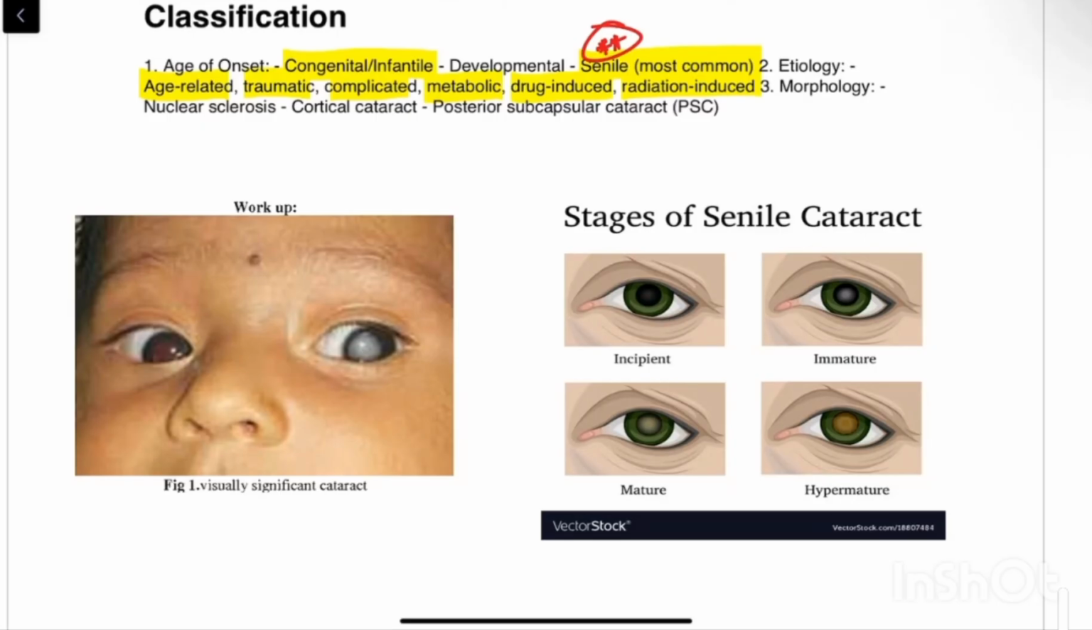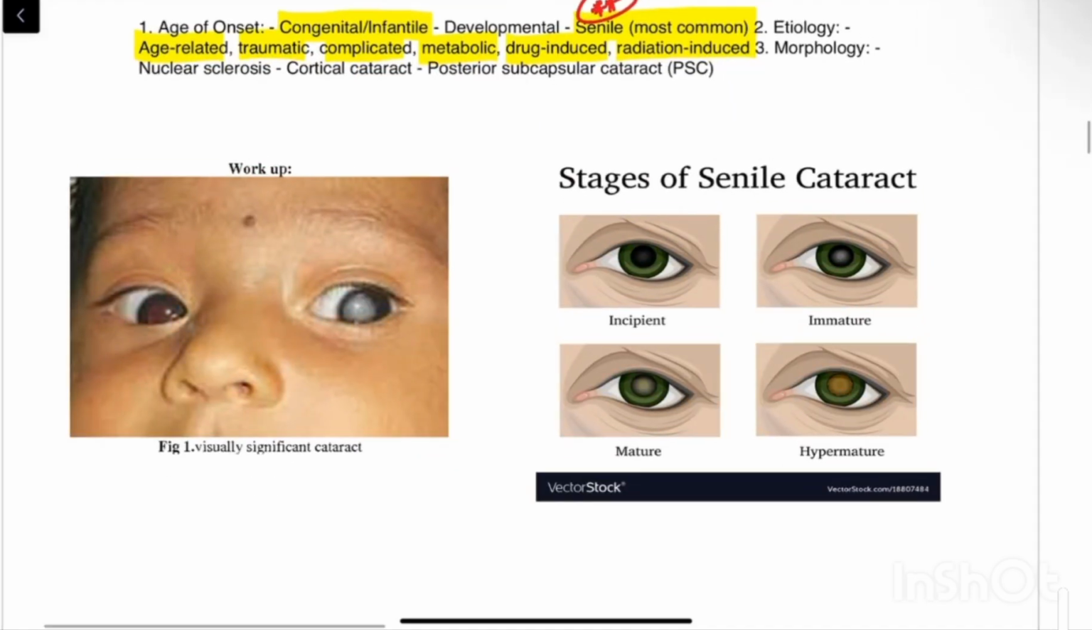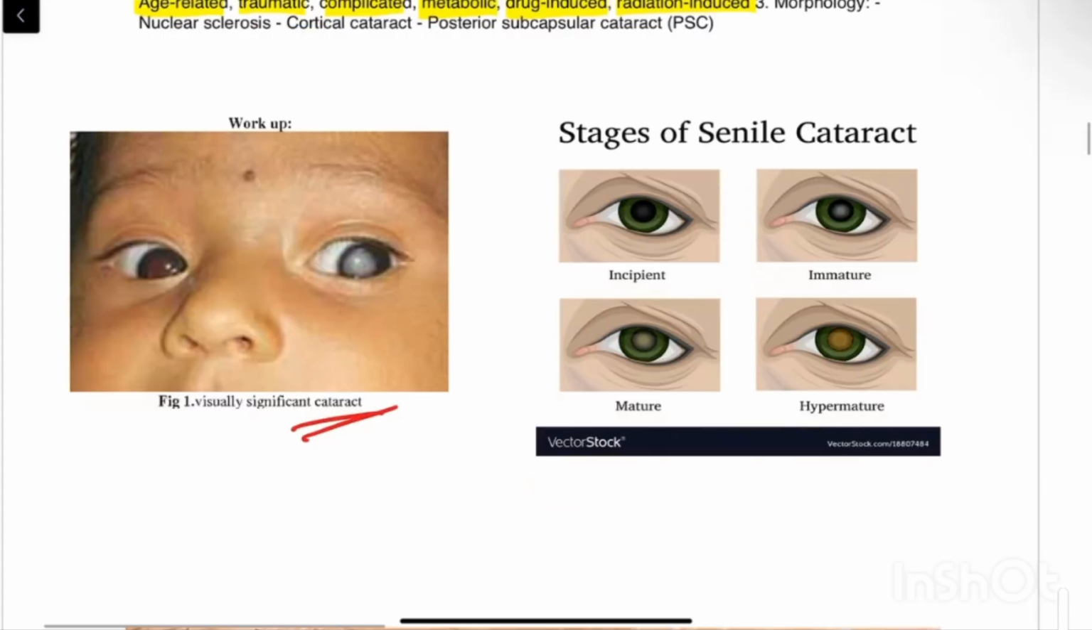Okay, and based on morphology we can say there are various types of cataracts like nuclear sclerosis or cortical cataract or posterior subcapsular cataract. Okay, so based on various things we can classify cataract into different categories. So this is shown in an infant, so infantile cataract based on age of onset you can say, and this is a senile cataract. And again, senile cataract has various types which have been shown here. We will discuss this eventually also.